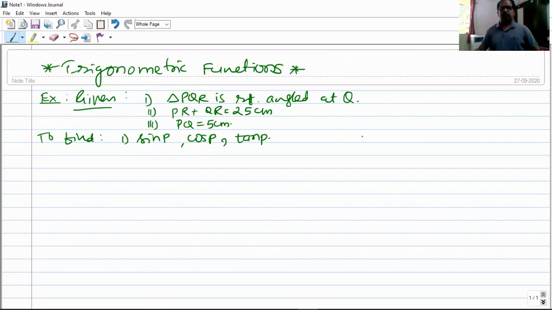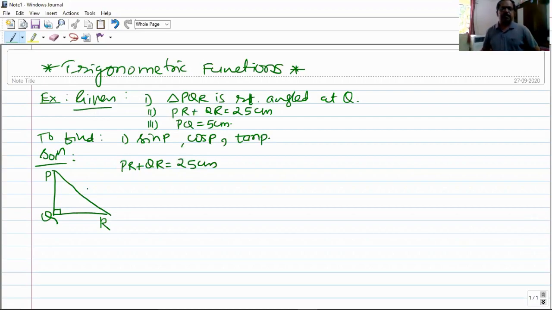So students, for that we just need to draw a right angle triangle. We can write the solution part here. In the solution, first we will draw a right angle triangle PQR, as given, right angle at the point Q. So I can write a triangle PQR like this. This is right angle at Q, and you are given that PR plus QR is equal to 25 centimeter, and PQ equal to 5 centimeter.